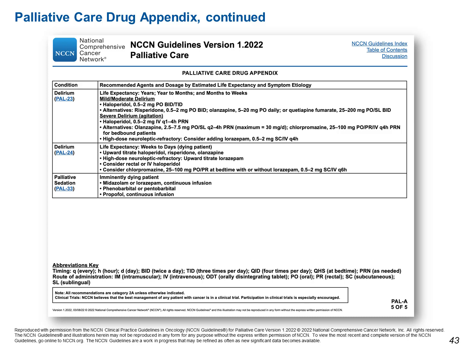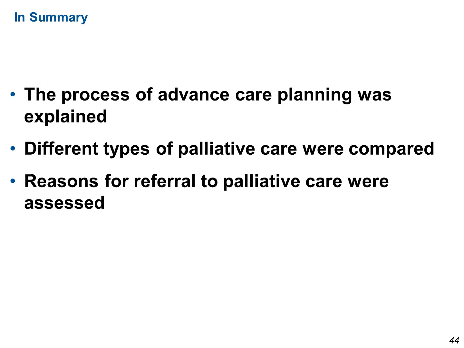For an imminently dying patient where palliative sedation is desirable, midazolam or lorazepam, continuous infusion is valuable. Phenobarbital, propofol, continuous infusions may be alternates as well. In summary, the process of advanced care planning was explained. Different types of palliative care were compared, and reasons for referral to palliative care were assessed.